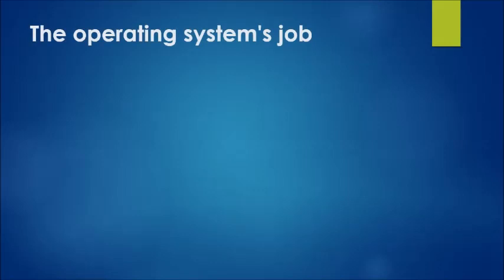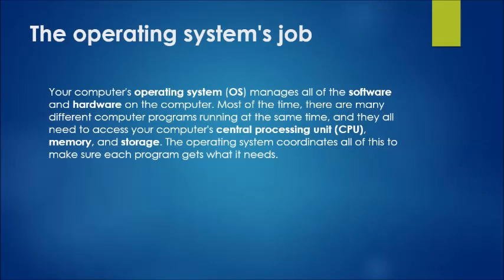The job of the operating system is to manage all of the software and hardware on the computer. Most of the time, there are many different computer programs running at the same time, and they all need to access your computer's central processing unit, or CPU, memory, and storage. The operating system coordinates all of this to make sure each program gets what it needs.